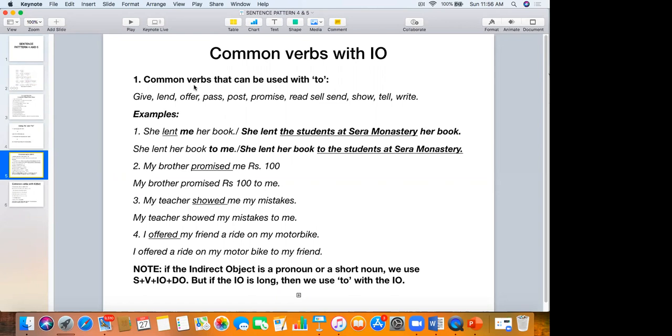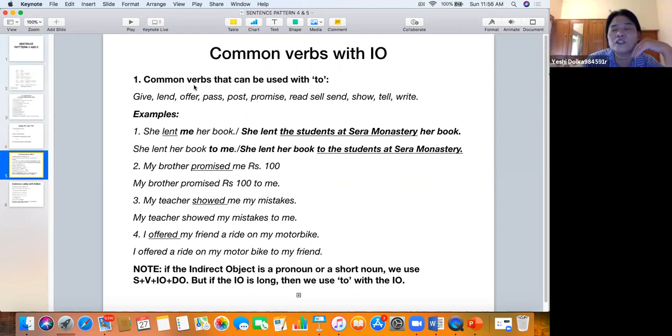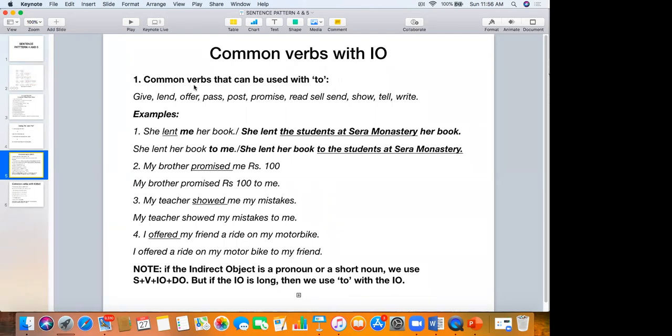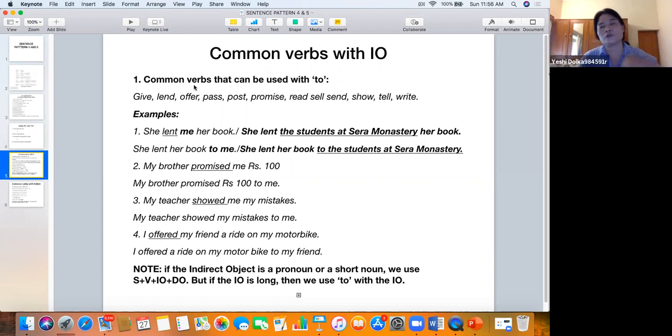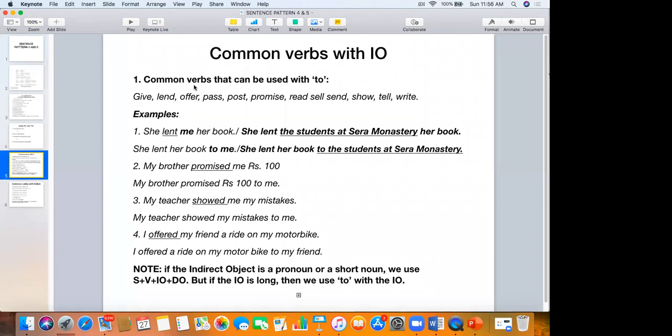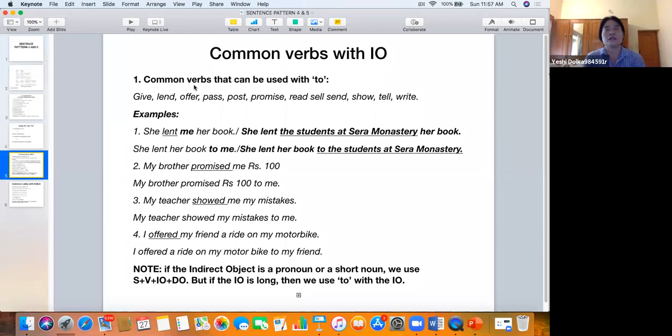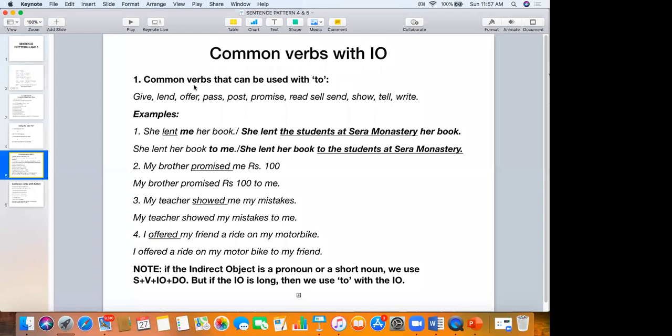Does she tell the students a story? Yes, she told the students a story. Does she tell a story to the students? Yes, to the students. Show, write, send, offer. He showed me his photo. He sent me his photo. Very good. He showed me his photo.